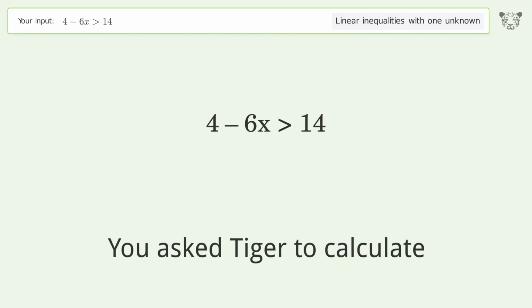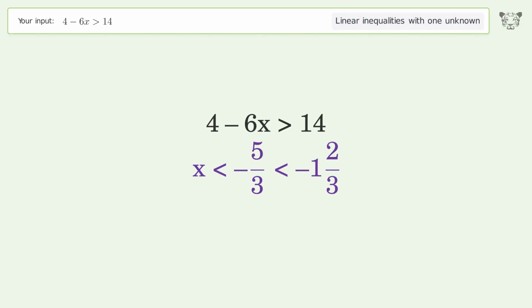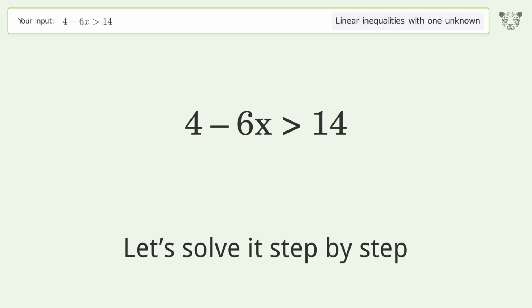You ask Tiger to calculate. This deals with linear inequalities with one unknown. The final result is x smaller than -5/3 smaller than -12/3. Let's solve it step by step.